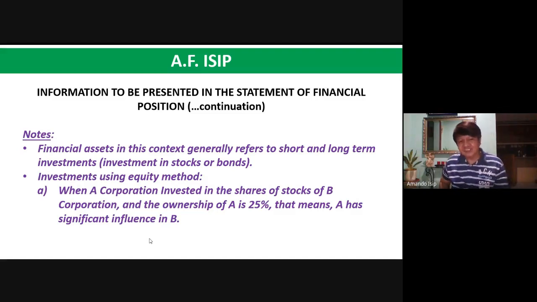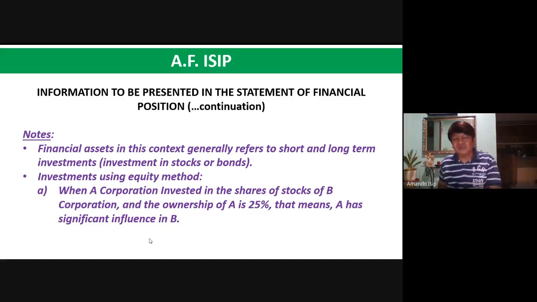Again, I will repeat, Mr. A invested in the shares of stocks of B. The investment of A is 25%. If that is the case, A, Corporation A, has significant influence to Corporation B because the investment of A corporation is more than 20%.